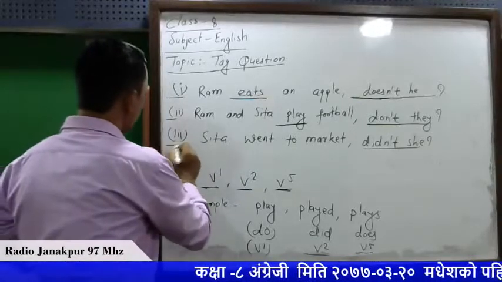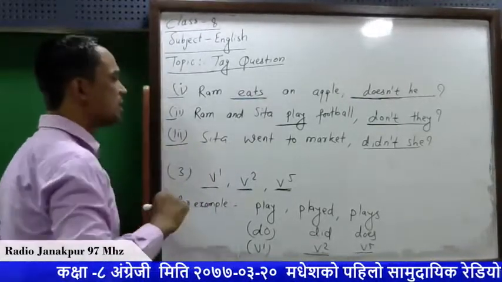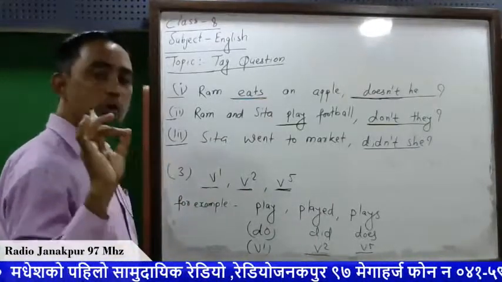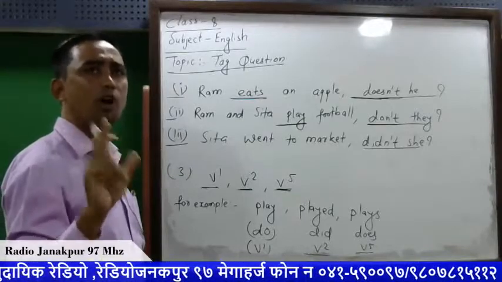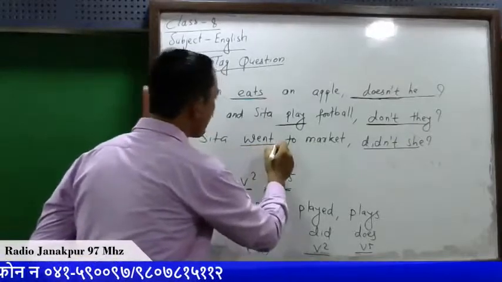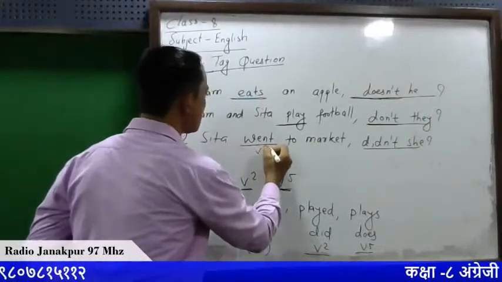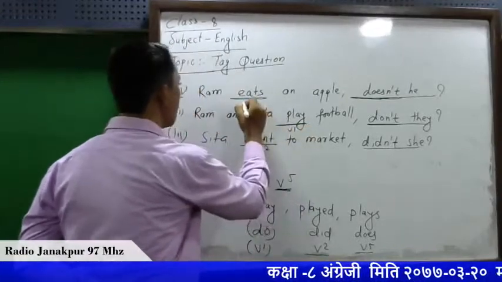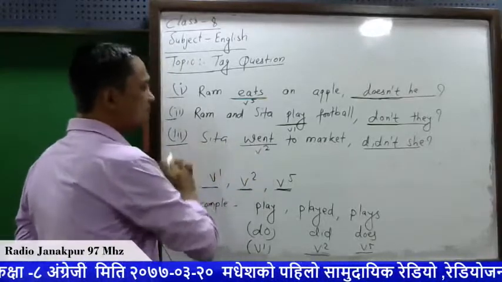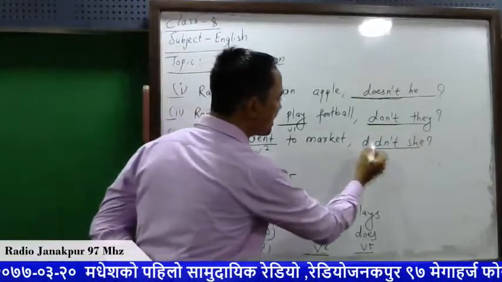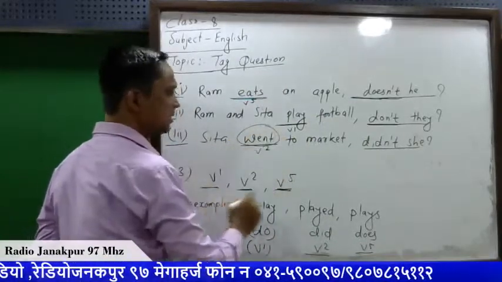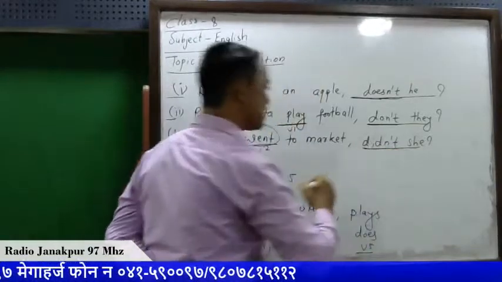Now third sentence also doesn't have any auxiliary verb. So we have to find out what form of verb is there in the sentence then. There is went, and went is V2. This is V2, this is V1, and this is V5. Now V2 takes the help of did verb, and V2 is positive, that's why did is negative in the tag question.